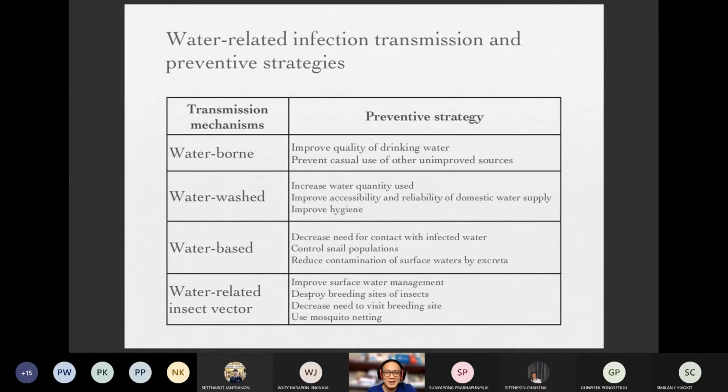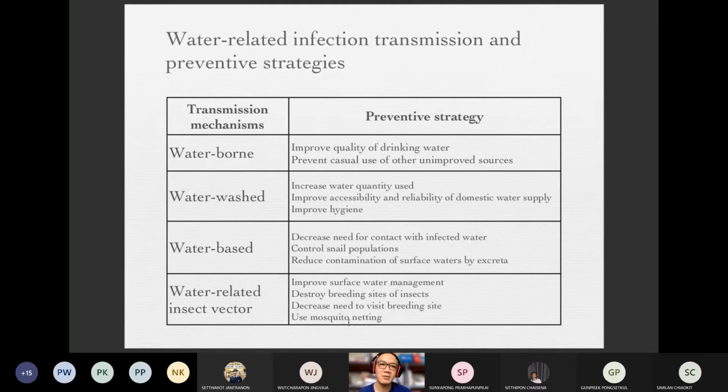Okay. Improve the surface water management, destroy the breeding sites of the insects, decrease the need to visit the breeding sites, and the house should be equipped with mosquito netting to prevent mosquitoes entering the house. So these are the summations of the preventive strategies for each transmission mechanism.